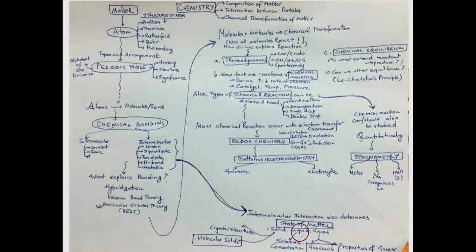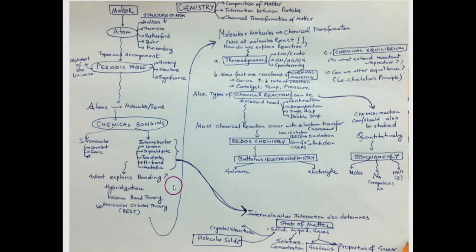So the intermolecular bonding is also going to determine the state of matter, whether something is solid, liquid, or gaseous. And each of these 3 states has a different branching of its own, right? So in solids, you can talk about crystal structure and molecular solids. In liquids, you talk about solutions and concentration, dilution and titration. In gases, you can talk about gas laws and properties of gases, okay?